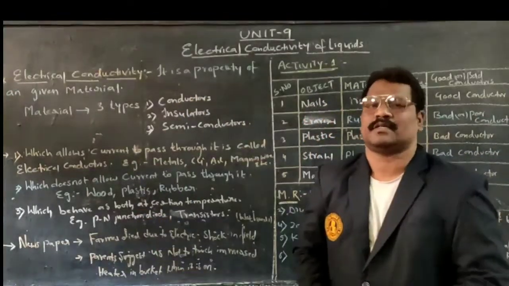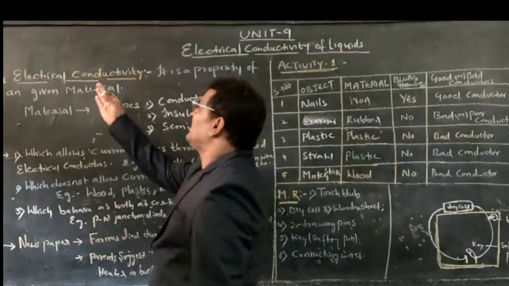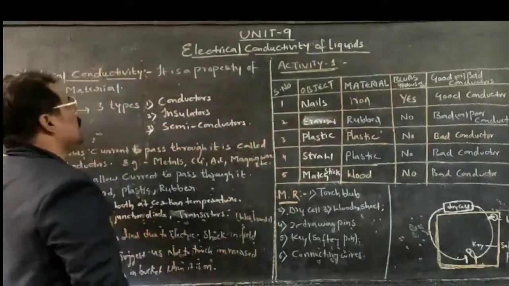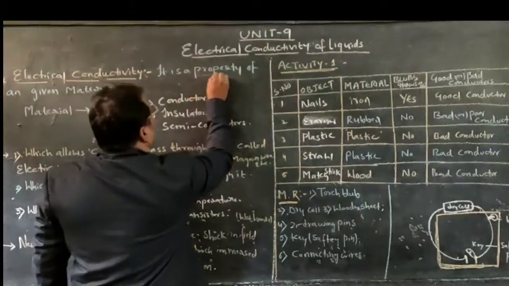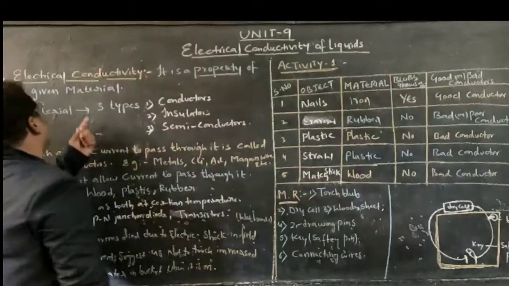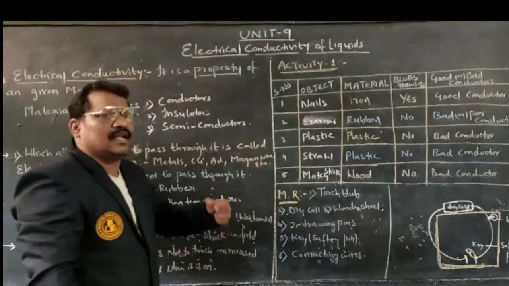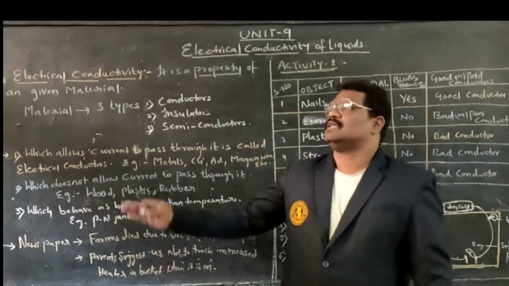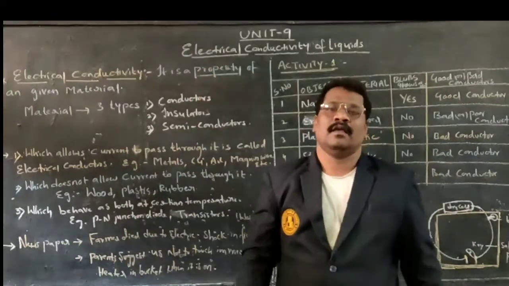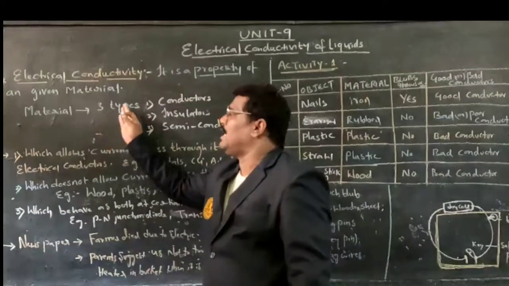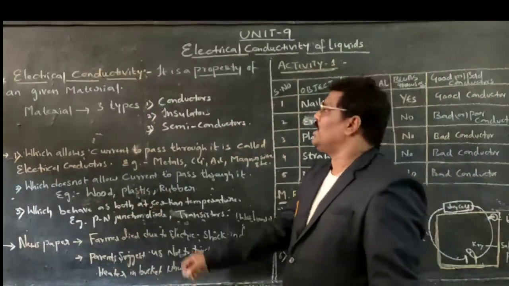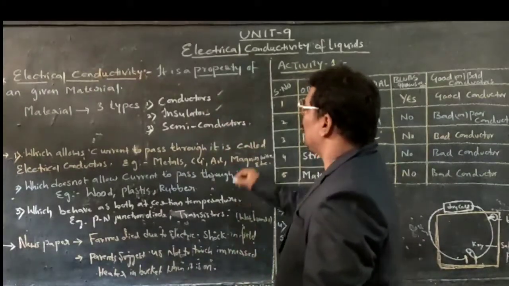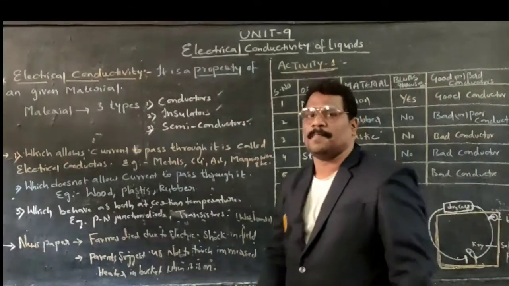The first topic we are going to discuss is electrical conductivity. What does it mean? Electrical conductivity is nothing but a property of a given material. Depending upon what type of material we are taking, it is a property. When it comes to materials, they can be classified into three types: conductors, insulators, and semiconductors.